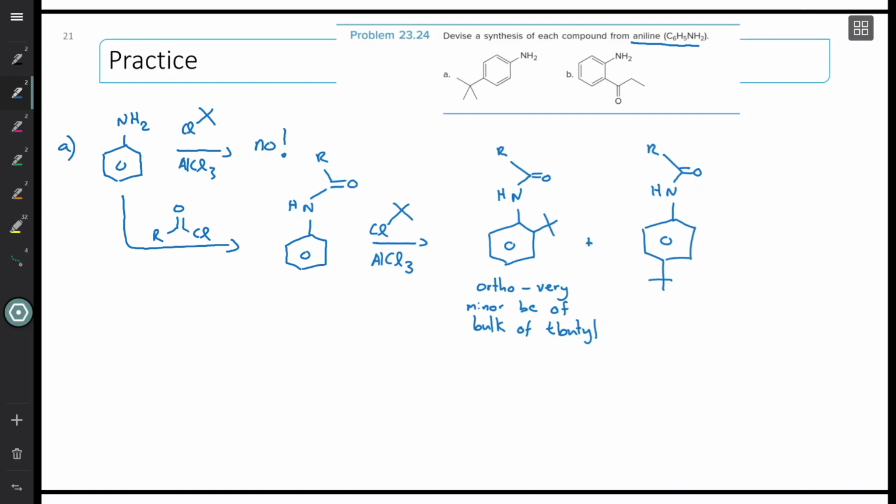Right, that'll be our major product, and then we will have to remove the amide. So this will be major. And then we will get the product they want. So we go back to the amine, and we've installed that tert-butyl group. Okay, so I'll have B posted in the notes.